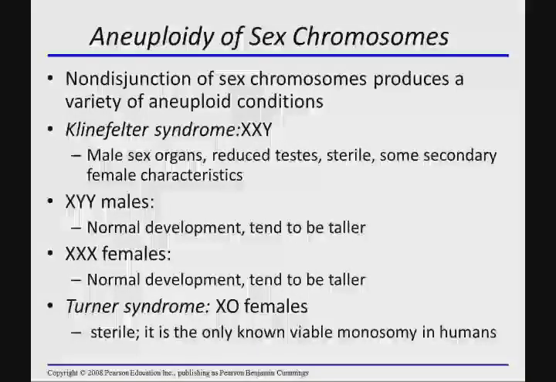Now, there's aneuploidy of the sex chromosomes as well, and these have less dramatic effects. There's Klinefelter syndrome if you're XXY. The XYY males also have relatively normal development, but they tend to be a little bit taller. XXX females, again, tend to be a little bit taller. And then Turner syndrome is named for XO females. This is an individual that is sterile, but it's the only known viable monosomy in humans. So this individual actually has only 45 chromosomes instead of 46.